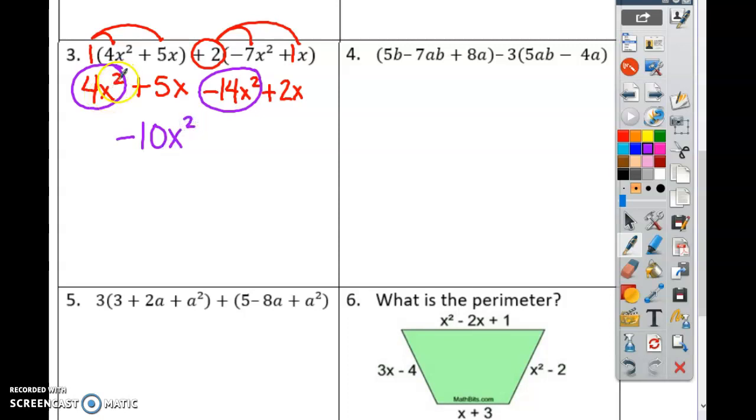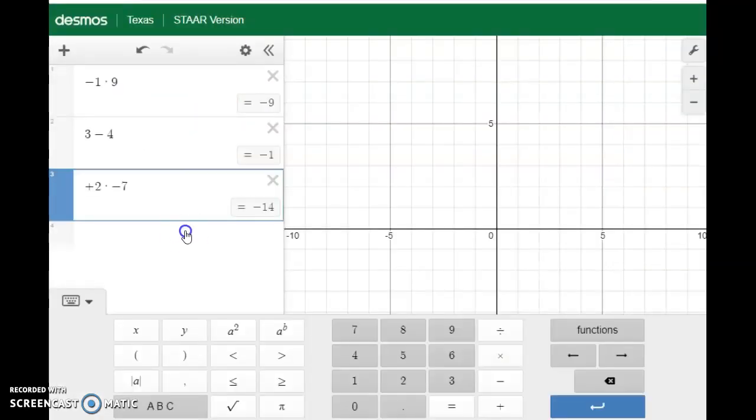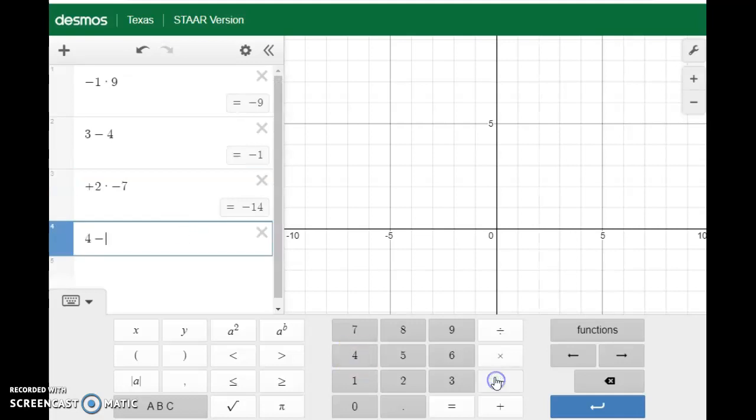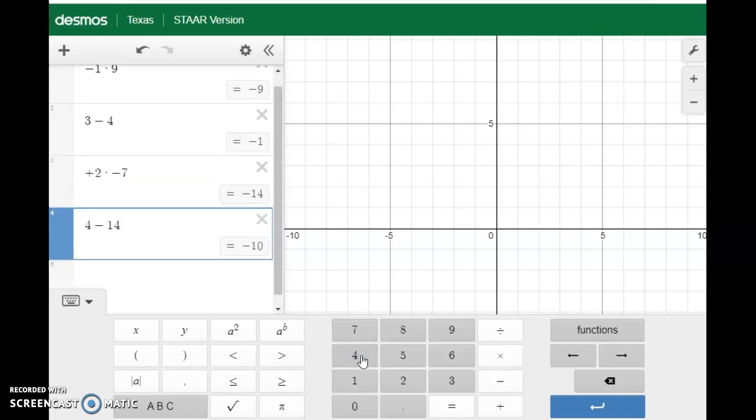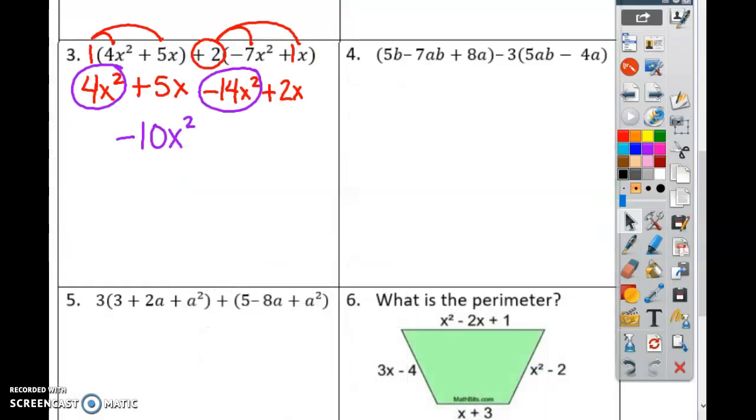Okay, this one has an x squared, this one has an x squared, so the answer has an x squared. But you don't put the x squares in the calculator. You only put 4 minus 14. Gives you negative 10. Okay, what was the other one? Now we're going to have to add these two because they both have an x. What's 5 plus 2? 7. Positive 7x. And we're done. So this is your answer.